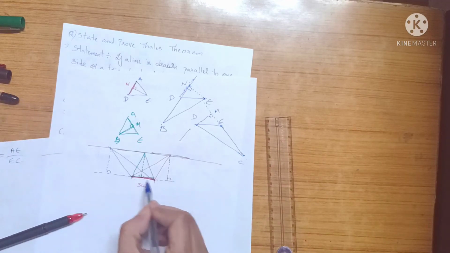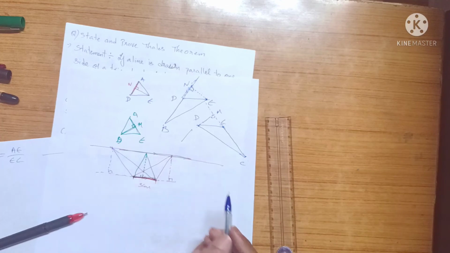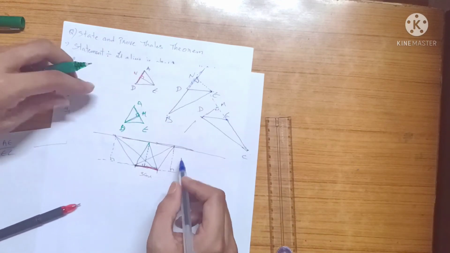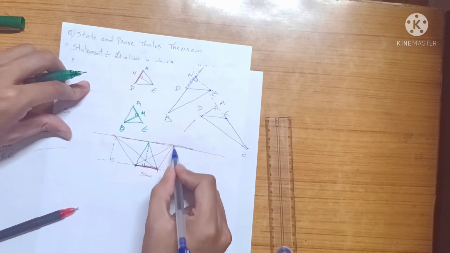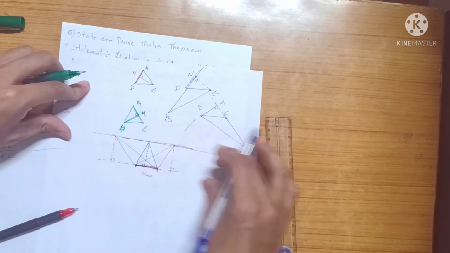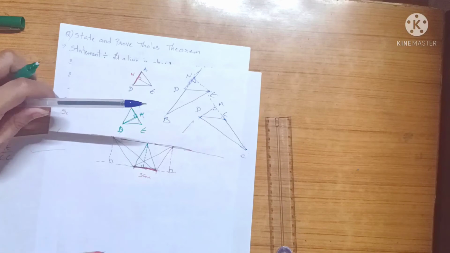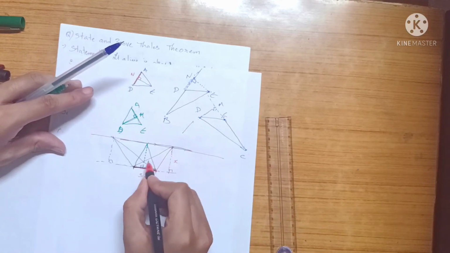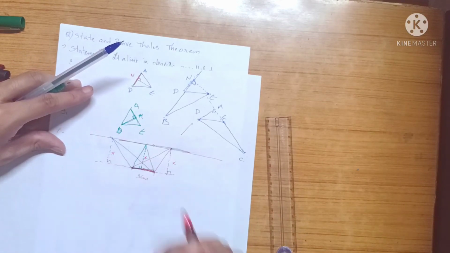But since these two are parallel lines, all these are same, right? The distance between this and this will always remain the same since it's parallel line. It'll never touch, and the distance between them will always be same. So which means if this is x, this will also be x, this will also be x.